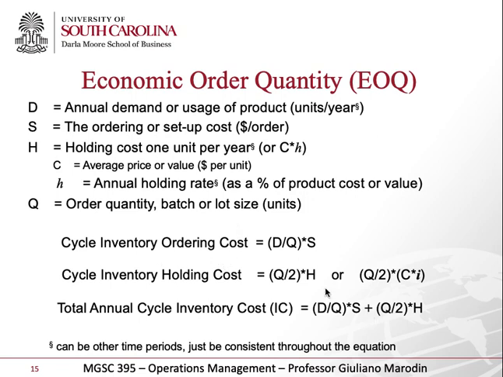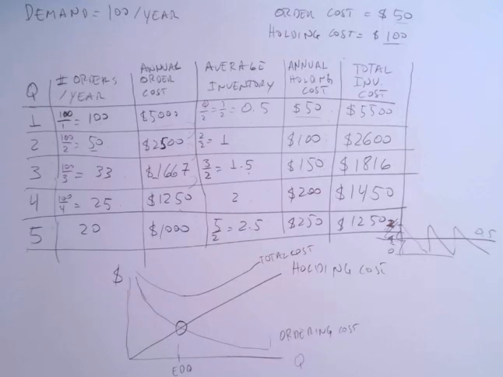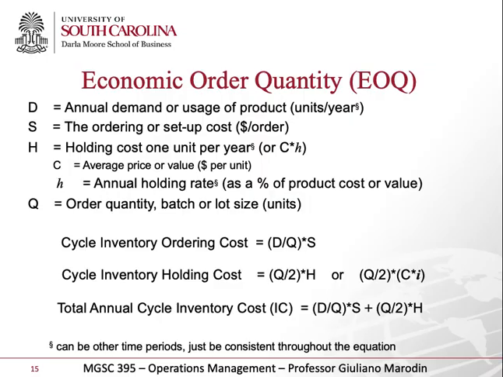The holding cost is calculated by Q divided by 2, which, again, I told you guys that's the average inventory level, times holding cost, right? And if we go back to the example that I gave you guys, Q divided by 2 was the 0.5, times 100, which is the holding cost, will give us the annual holding cost. So exactly the same as we did in the example.